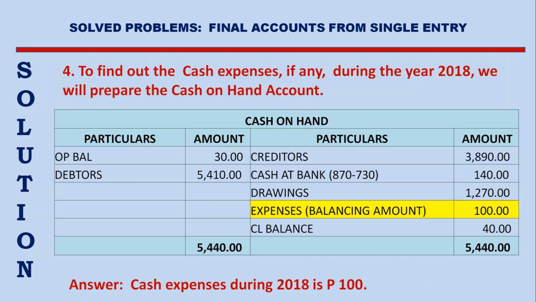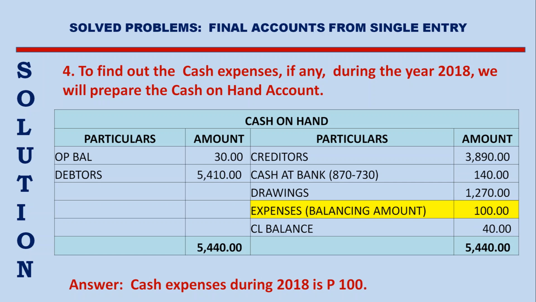1090. 4. To find out the cash expenses, if any, during the year 2018, we will prepare the cash on hand account. On the debit side, opening balance 30. Debtors, cash received from debtors 5410. On the credit side, creditors, cash paid to creditors 3890.